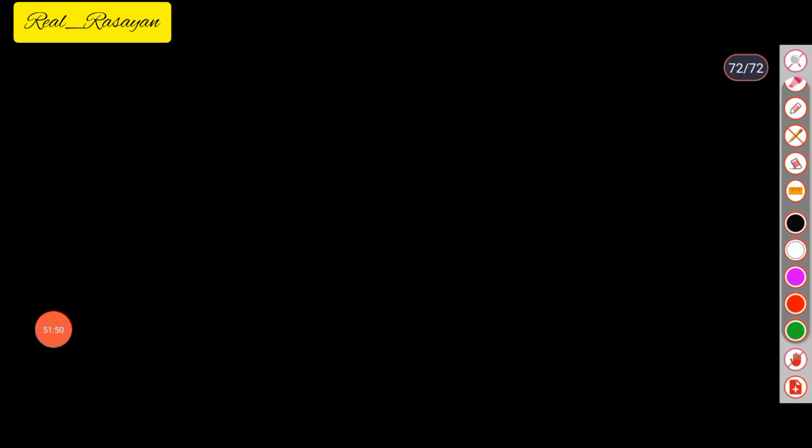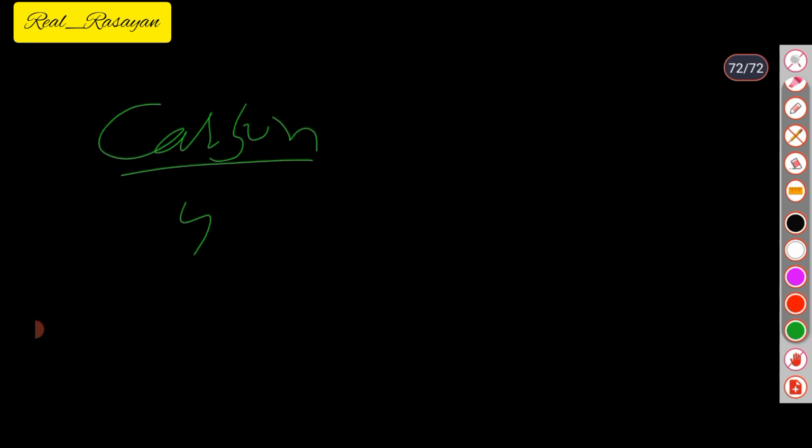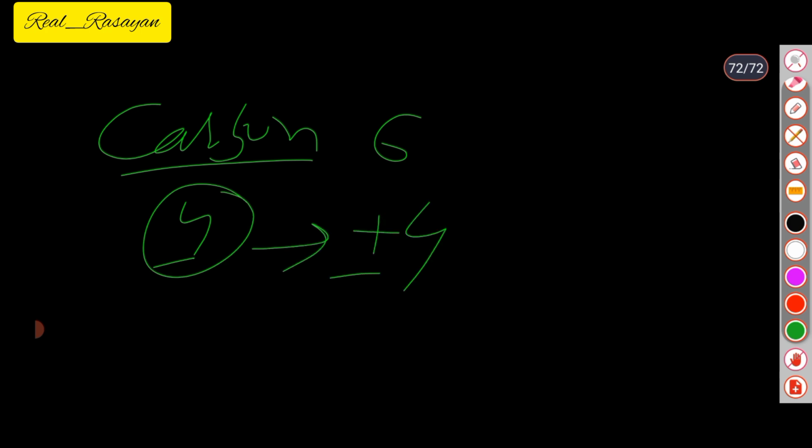Now coming towards carbon compounds. Carbon has atomic number 6. Valence electrons 4. Valency is 4, plus or minus 4, you can say. Carbon can be represented by 4 dots. It is tetravalent.